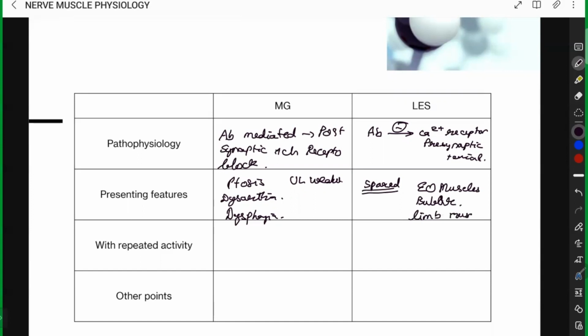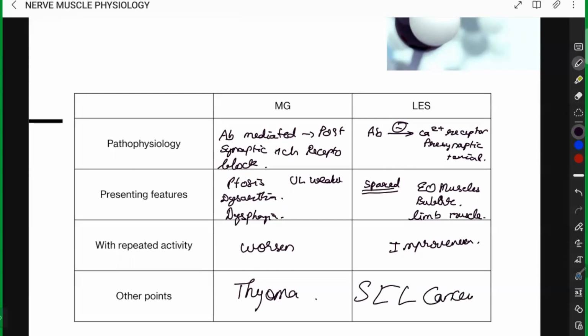Limb muscles are going to be spared in this. With repeated activity, there is going to be worsening of your symptom, whereas in Lambert-Eaton syndrome, there is an improvement of the symptom. This is most commonly associated with thymoma, whereas Lambert-Eaton is most commonly associated with small cell lung cancer.